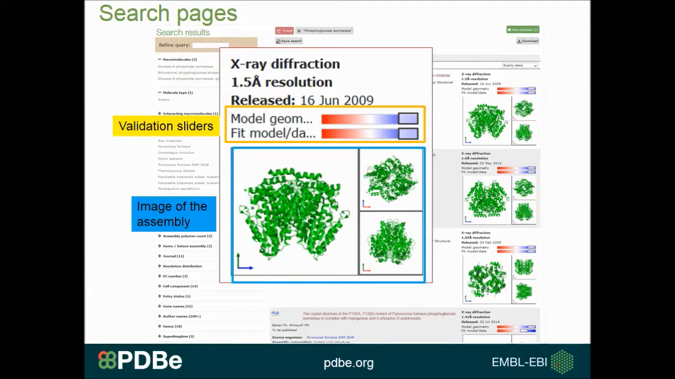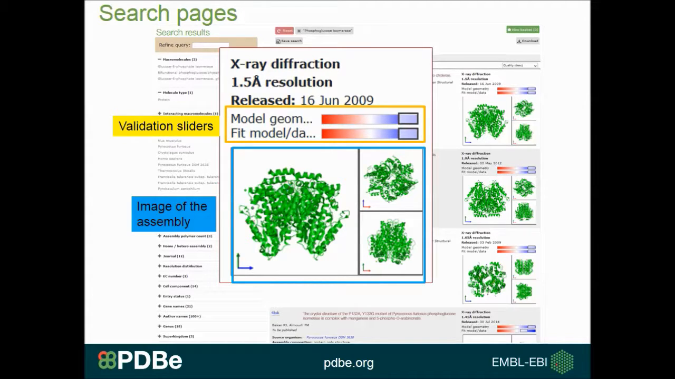In the main section we present an image shown in the blue box here. This is the image of the assembly of the entry, not the deposited coordinates, but the assembly, so you can see straight away whether things are dimers, tetramers, full viruses. You don't just have to rely on what's just in the entry.